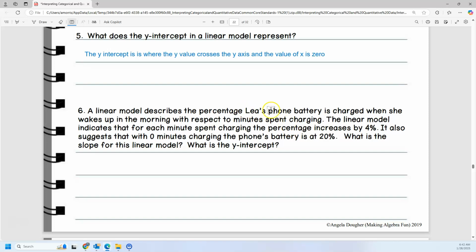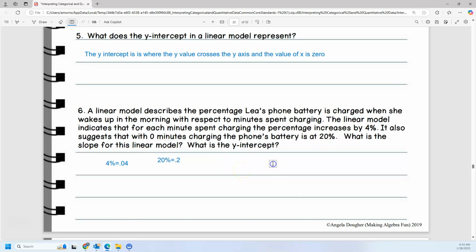A linear model describes the percentage of Leah's phone battery charge when she wakes up in the morning with respect to charging. The linear model indicates that for each minute spent charging, the battery increases by 4%. Okay, and 4% is the same as 0.04. It suggests that with 0 minutes charging, the phone's battery is at 20%, okay? And we know 20% equals 0.2.